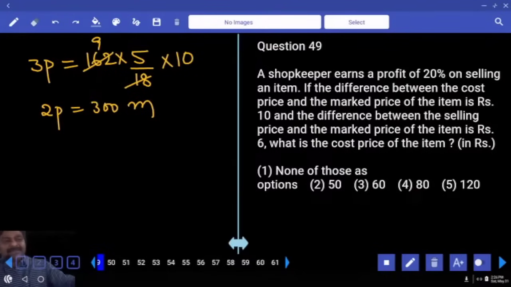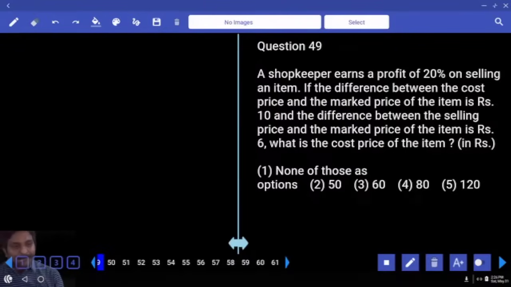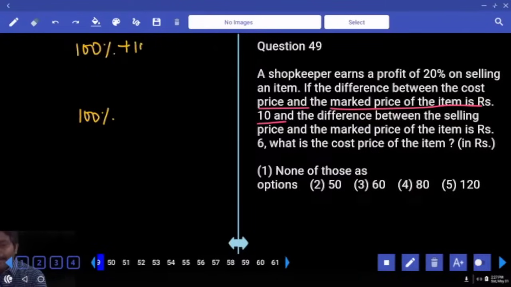Right, the shopkeeper earns a profit of 20% on selling an item. The difference between cost price and market price is equal to 10 rupees. And the difference between selling price and market price of the item is, okay, right. So let me take cost price as 100%. The difference between cost price and market price is mentioned as 10 rupees. Then market price will be 100% plus 10 only.